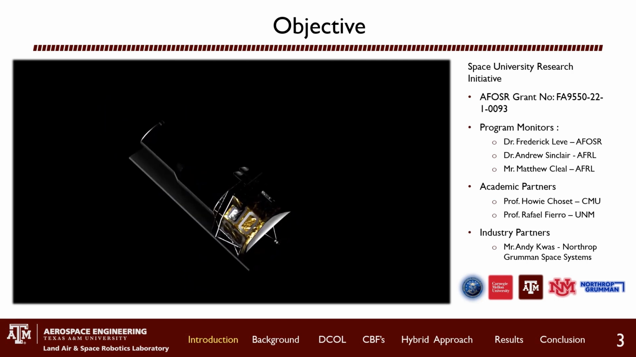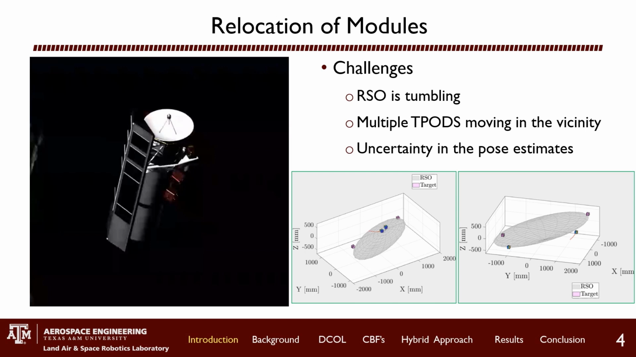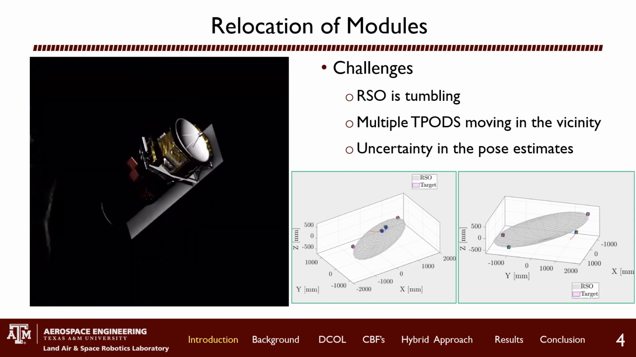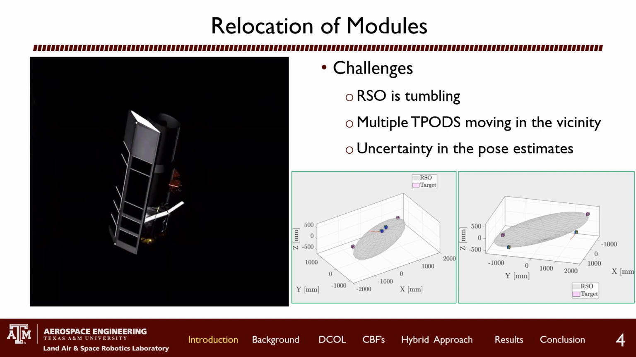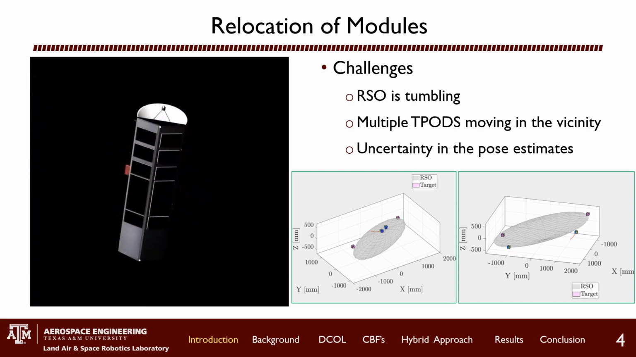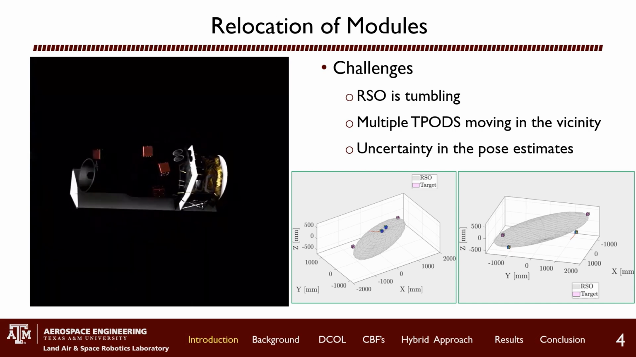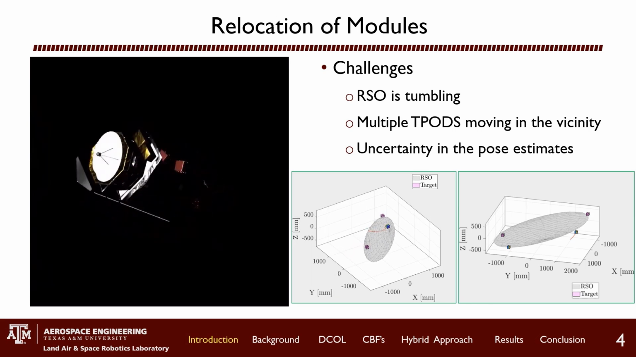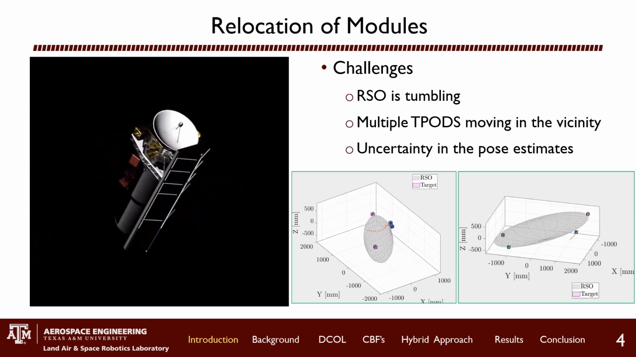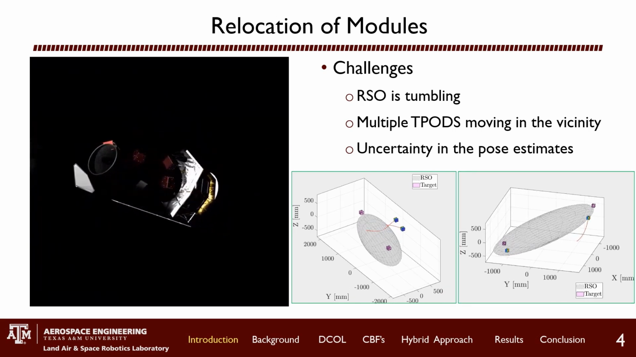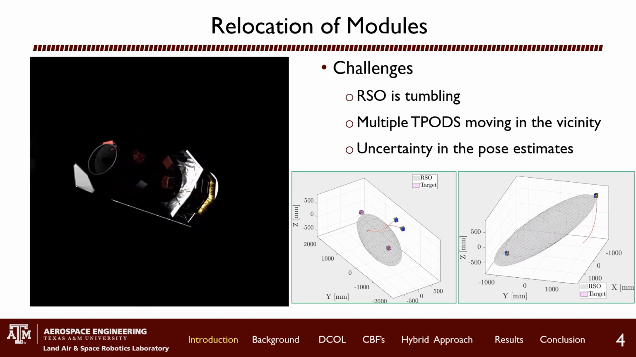the RSO. Now, at the end of this activity, what we end up with is a bunch of T-pods at the center of the RSO. But to get a better leverage arm, we want to move towards the end of the RSO. And that's where the relocation part comes in. Since there are a bunch of T-pods operating in the vicinity, if we don't care about collision avoidance, there are chances that the T-pods will collide with each other. As well as, since the RSO is tumbling, it is also possible that these T-pods will collide with the RSO.